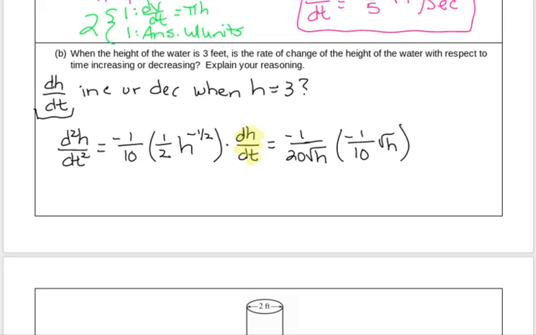And so if we look here, if we simplify that down, the square root of h actually cancels, the negatives cancel, and we're left with 1 over 200 for our second derivative. There's no variables left in it at all. So if we think about that, 1 over 200 is always greater than 0. And so because of that, we know that dH dt is increasing.